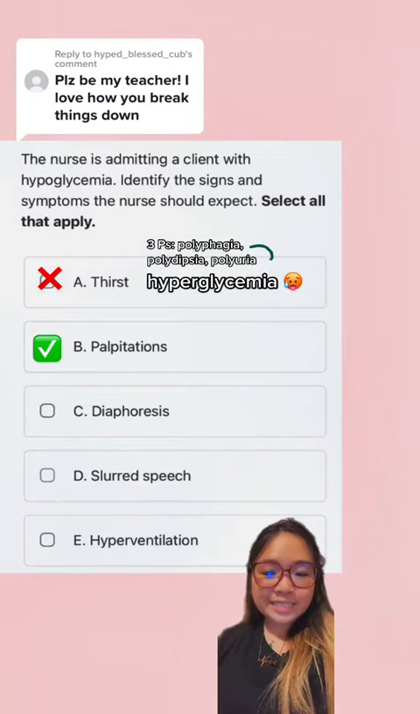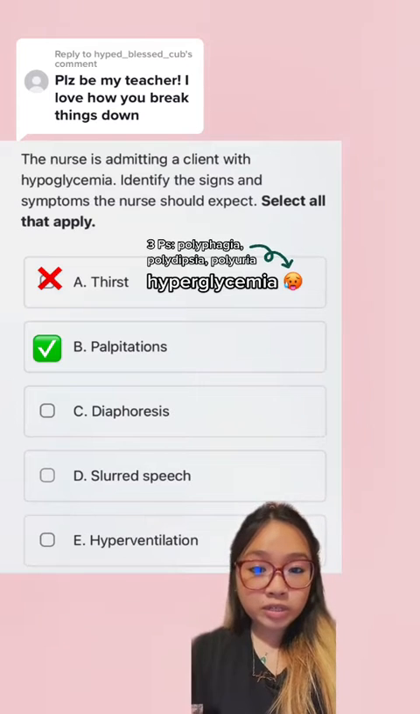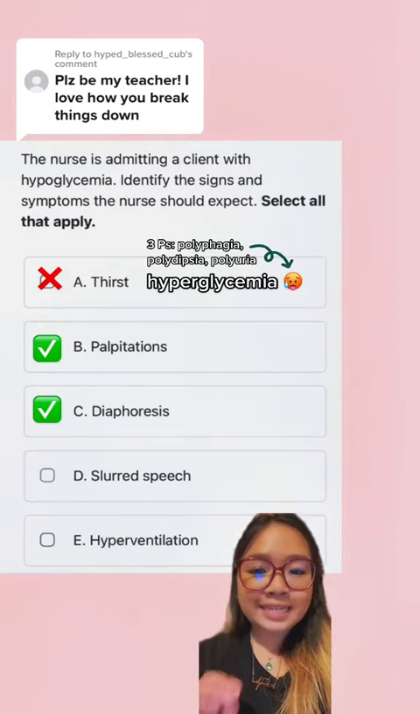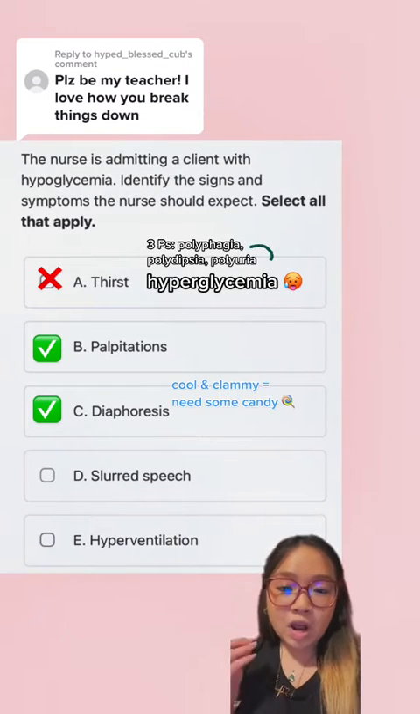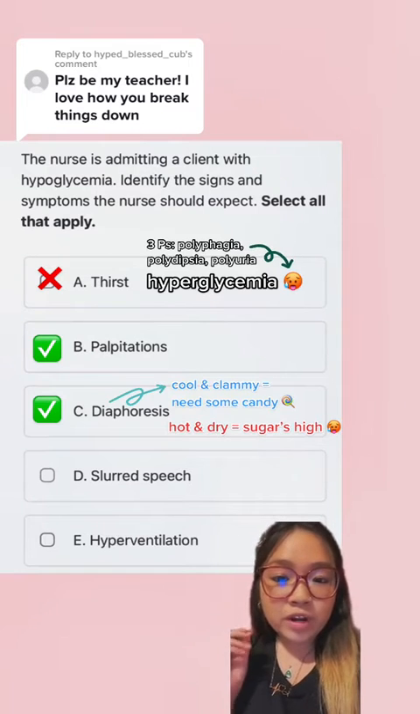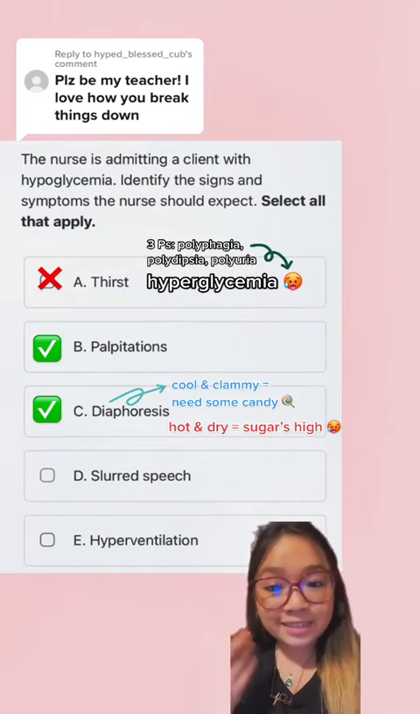C, diaphoresis. Diaphoresis is also a sympathetic nervous system reaction. One trick that helps me remember this is cool and clammy need some candy. Because if they're hot and dry, that means their sugar is high. So if they're cool and clammy, they need some candy.